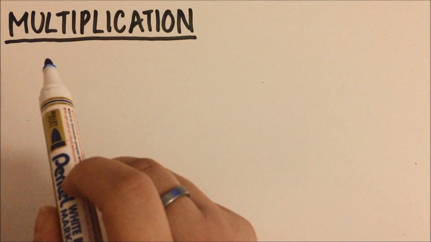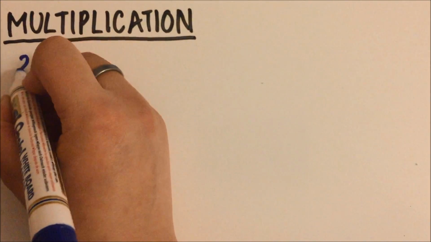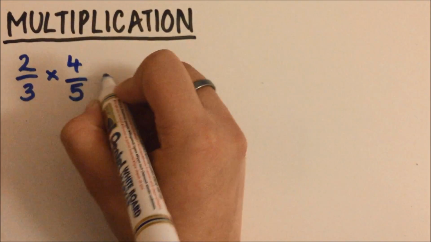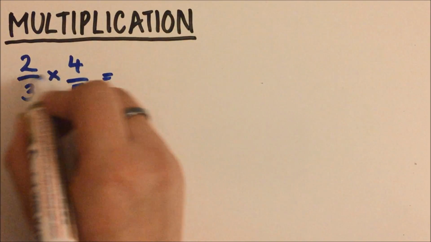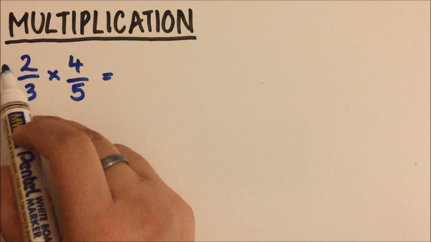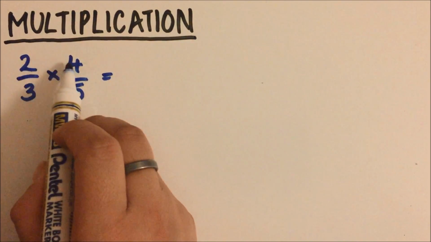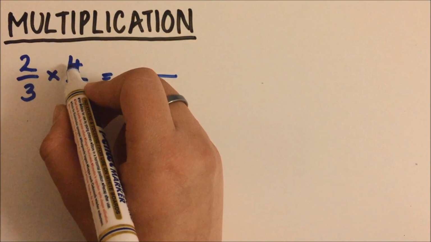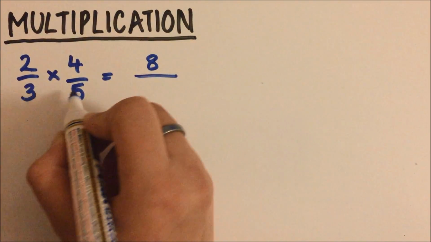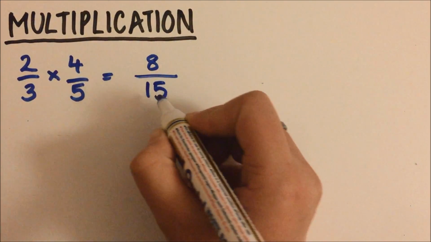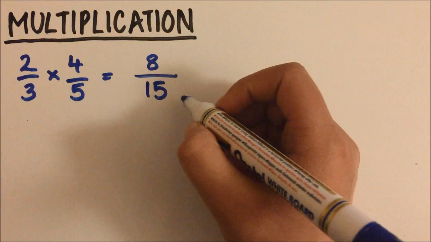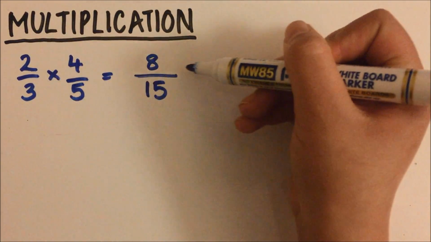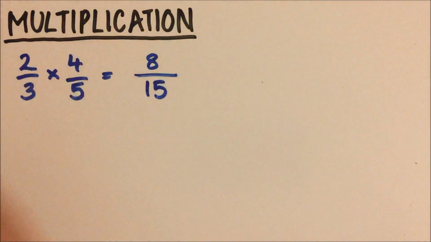Multiplication is a lot easier than addition and subtraction, because if you have two fractions, you don't need to find the common denominator. All you do is multiply the two top numbers and multiply the two bottom numbers. So 2 times 4 gives us 8, 3 times 5 gives us 15, and we just leave it at that, unless the fraction can cancel down. But in this case, the fraction can't cancel down any further, so we just leave it as this.